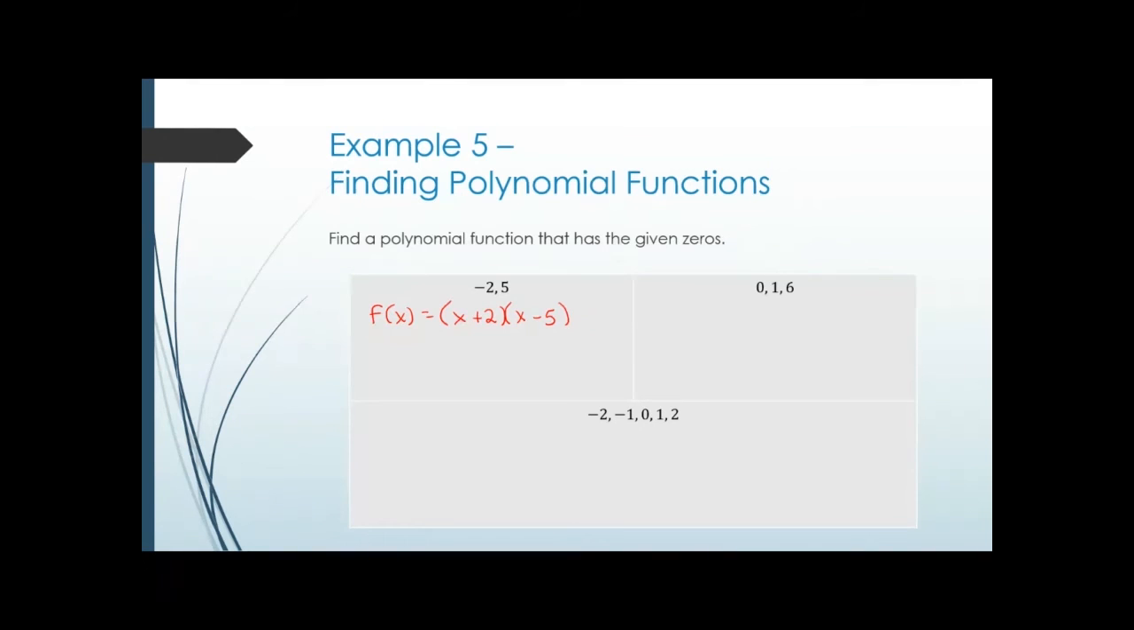And then we generally want these multiplied out. So this would give us x squared, and let's see, 2 minus 5, minus 3x, minus 10. So you take the zeros, you write them in factored form, and then you multiply it out, and that gives you a polynomial function that has those zeros.